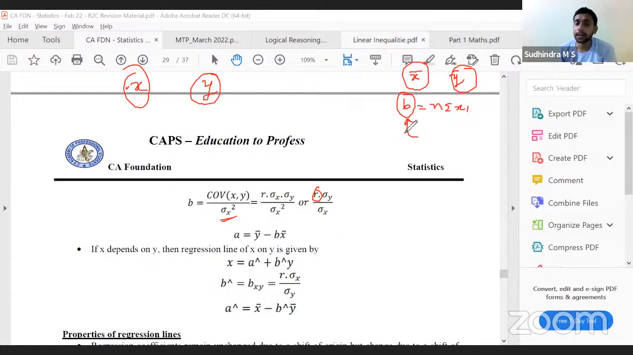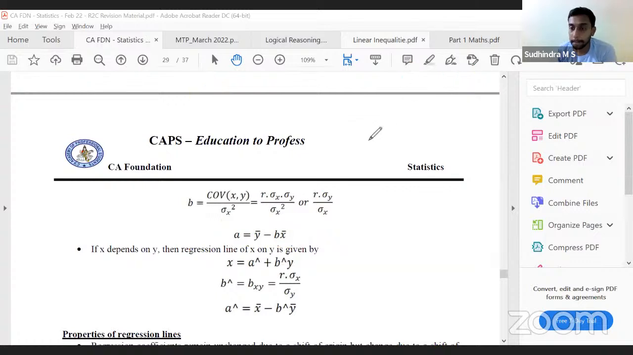Once we have calculated b, then we will calculate a using this relationship. That is how we get the required relationship, and then we go with estimation. Is that clear? Yes.